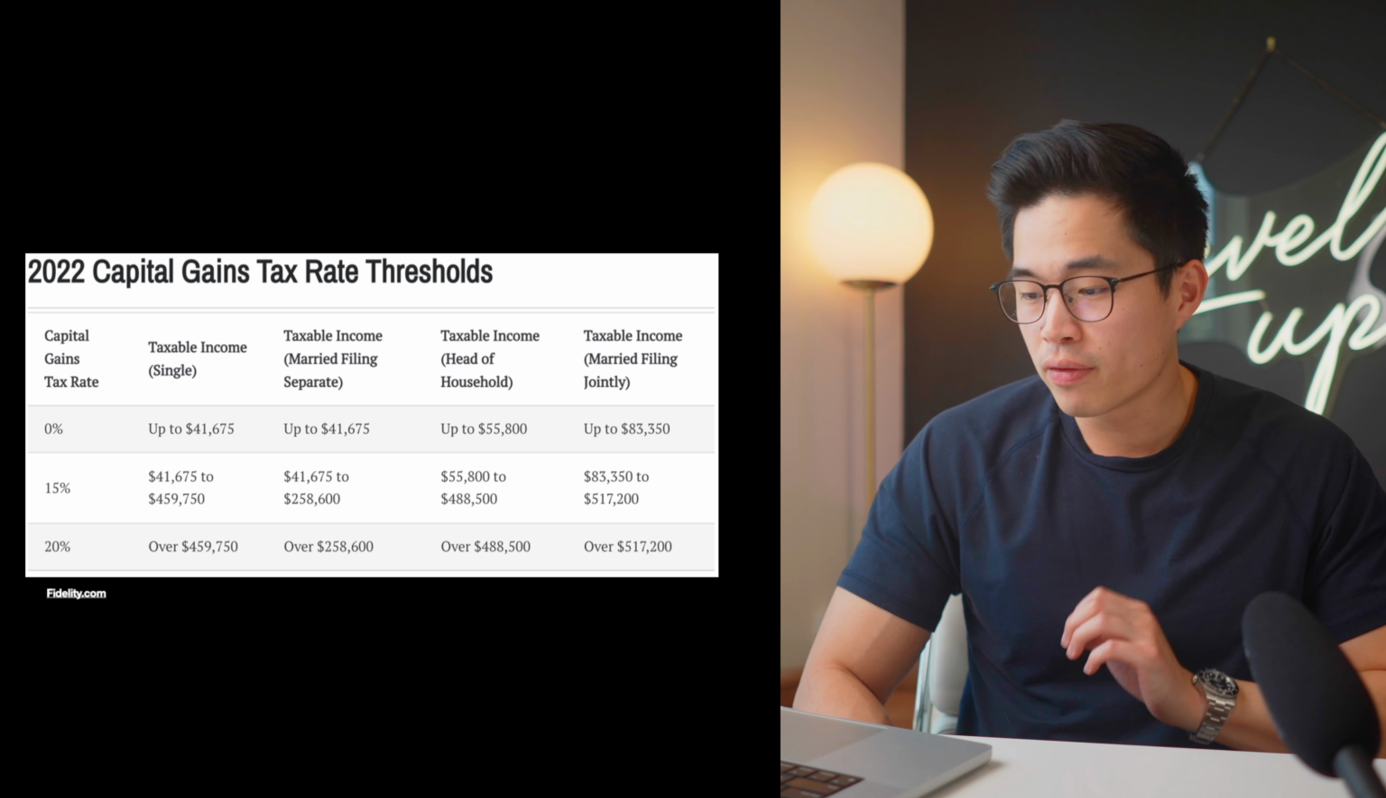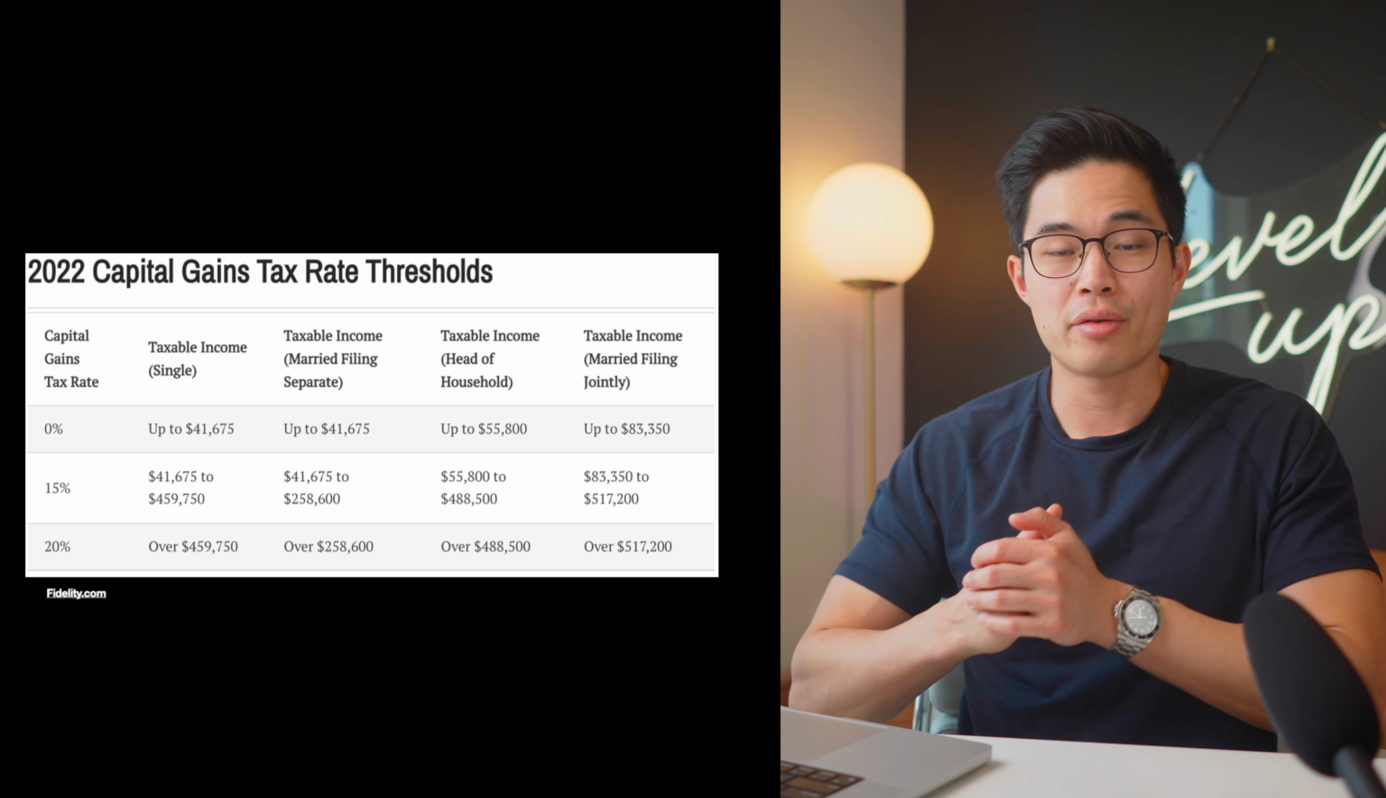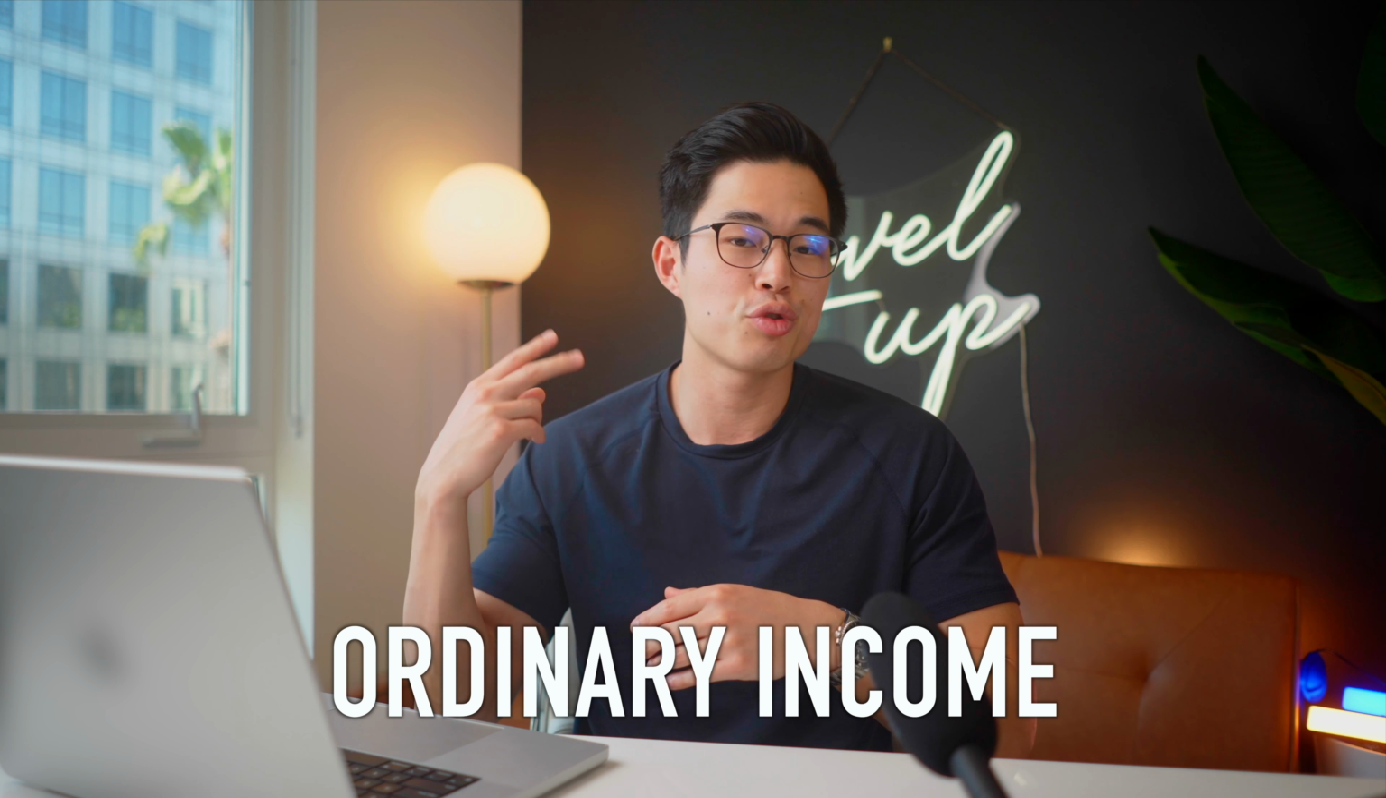And finally, if you make over $459,750 and you buy and sell a stock for a profit, well, that's when you're going to be hit with the maximum long-term capital gains rate of 20%. Not very bad when you compare it to the taxes you're paying for ordinary income, as well as for short-term gains.